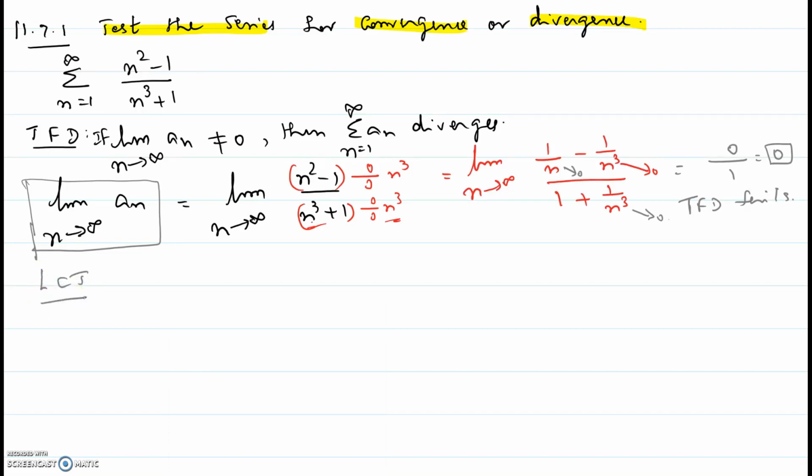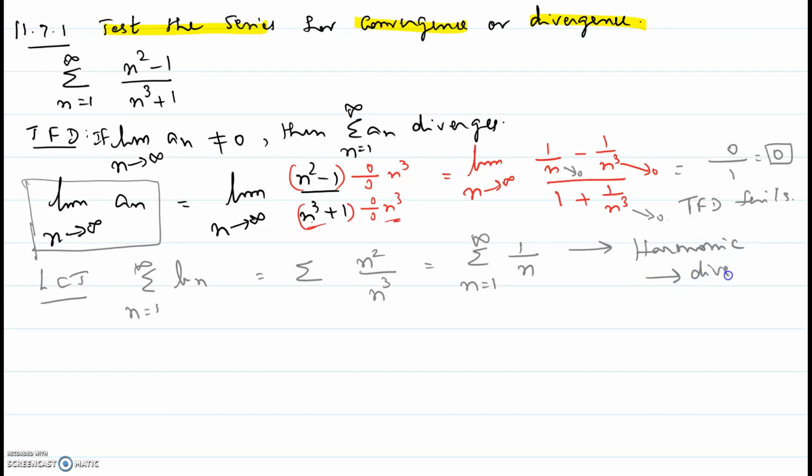We have to choose another series for which the convergence or divergence is known. So we will pick sigma b n to be sigma of the highest exponent of the numerator over the highest exponent of the denominator, which is sigma 1 over n. This is a harmonic series, a p series with p equal to 1, which is divergent. So we have chosen a series for comparison, and that series is a divergent one.